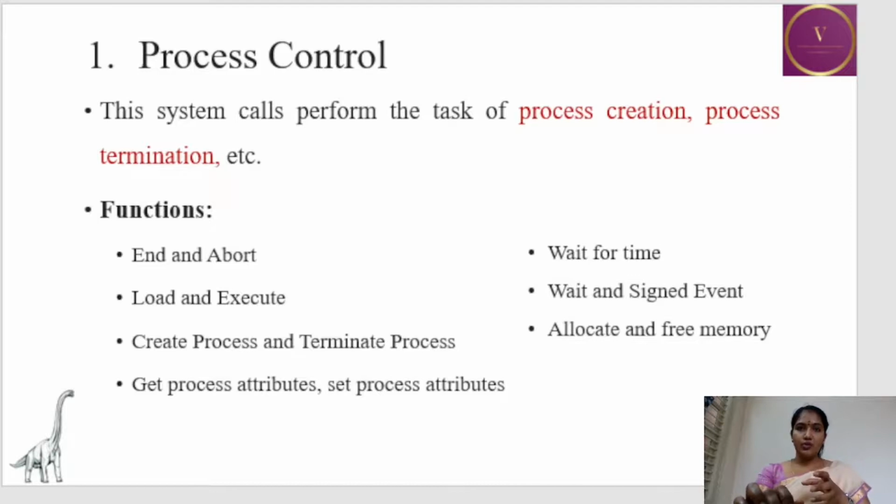Wait and signal event, allocate and free memory. Once the process is completed, it can free the memory. So these are the functions of the system call process control.